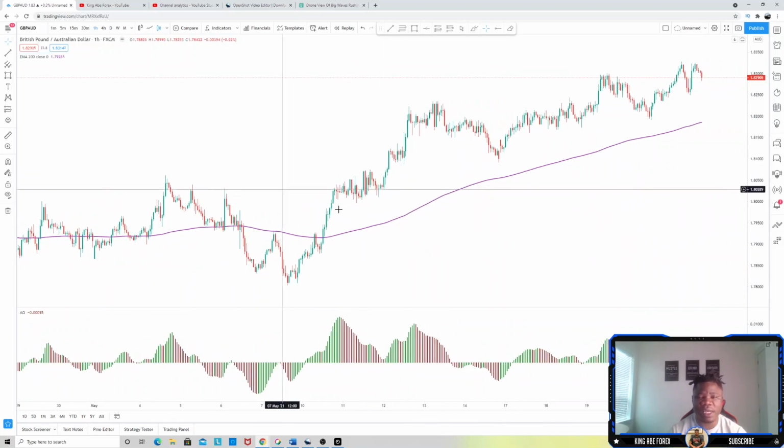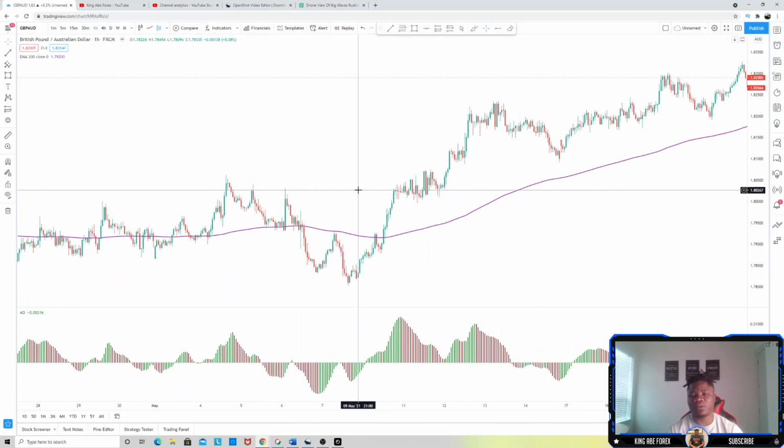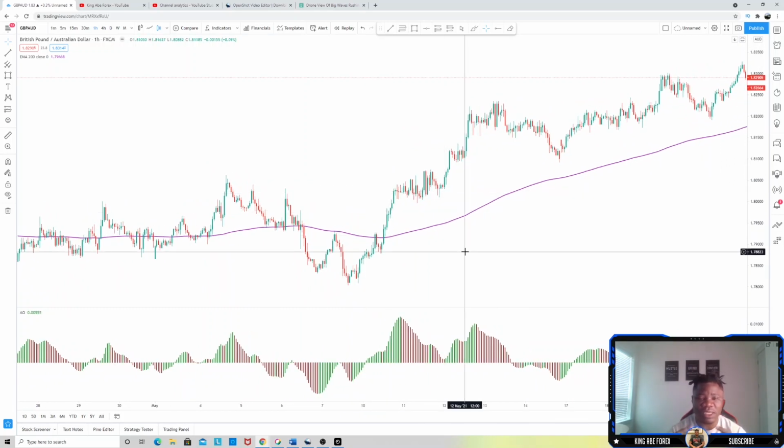Now you might be asking, since we're going to be scalping, why am I using the 200 EMA? The reason why we'll be using the 200 EMA is because it is going to let us know if we're going to be going long or going short. That's the reason why we'll be using the 200 EMA.